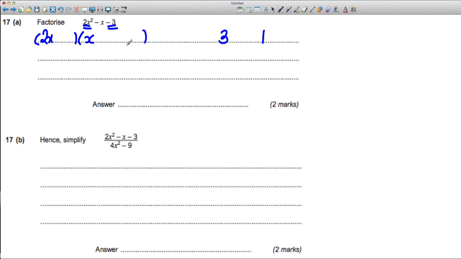Now, if that was a -3 here, I'd get a -6x. I'm never going to get myself back to -1x. If it was a +1 in here, let's say, and a -3 here, would that work? Well, 2x times x is 2x squared, 2x times 1 is 2x, and -3 times x is -3x, so you get the negative x, and -3 times 1 is equal to -3, so you've got it. So we do know the answer is 2x minus 3, x plus 1.